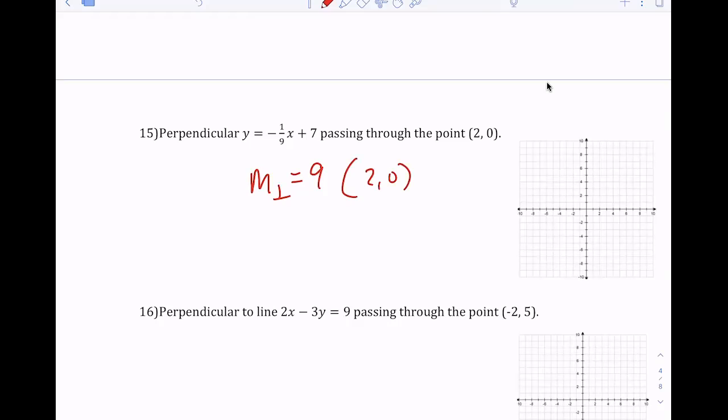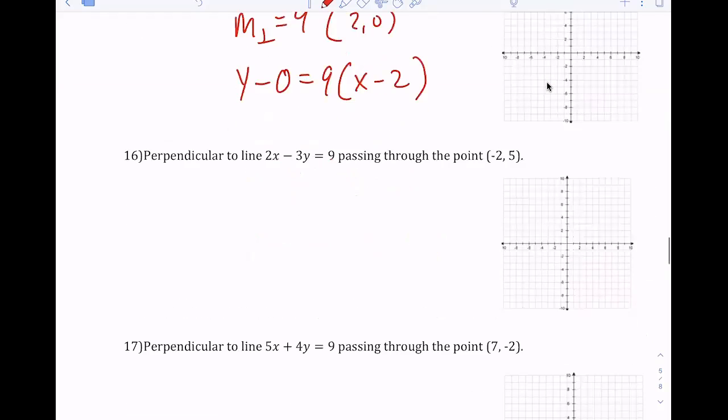Come on, tell me the equation. You don't need to write it down, just tell me. The equation is y minus 0 is equal to 9 times x minus 2. Good. You just put y equals. Yes, put y equals. I don't care. All right, here we go.